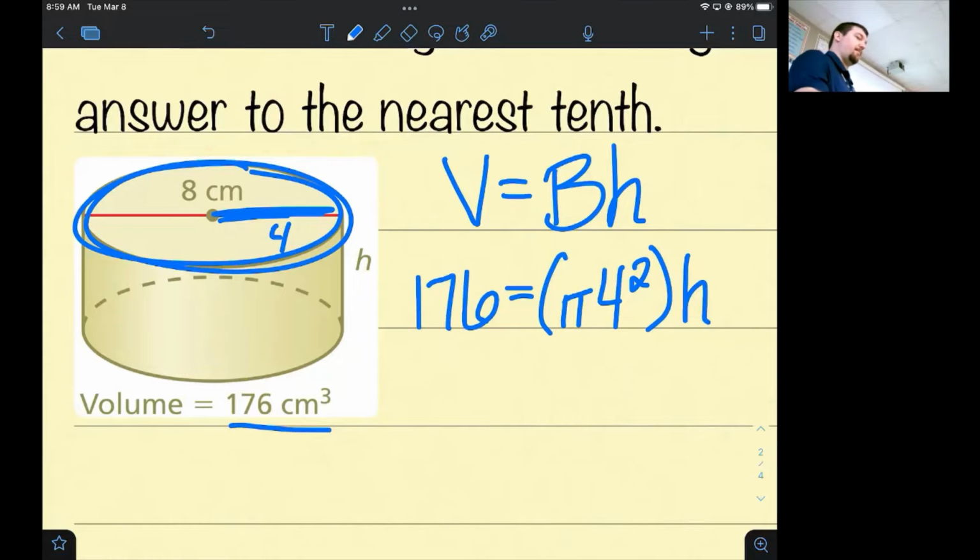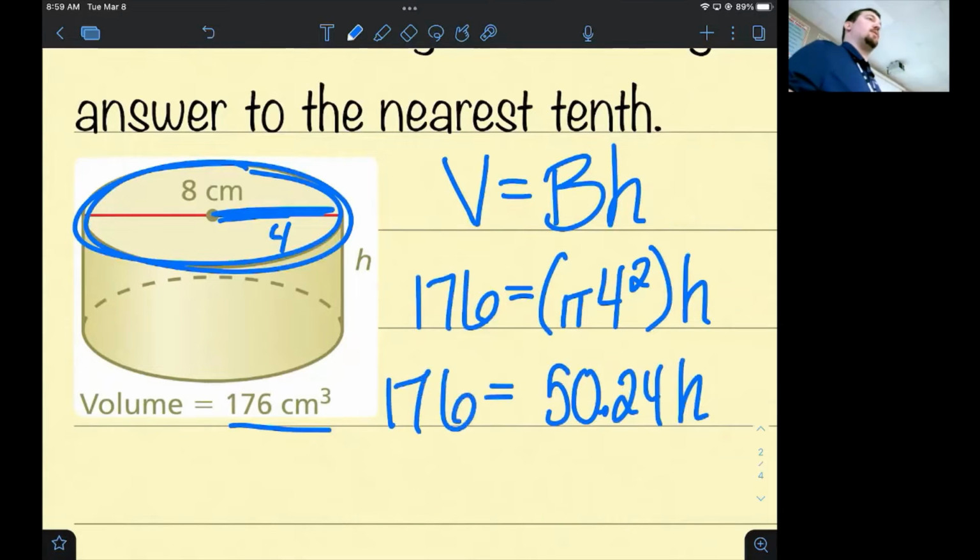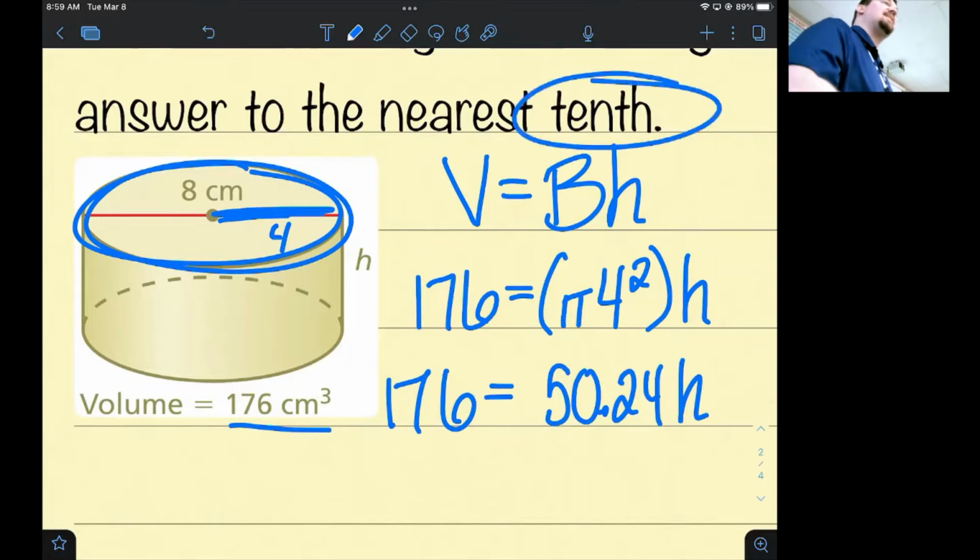So I got 50.24 times H equals 176. And now it's just like it was before. To get H by itself, divide over, because that's the opposite of multiplying, divide over the 50.24. 176 divided by 50.24. Ooh, that's a long decimal, but I only need it rounded to the nearest tenth.